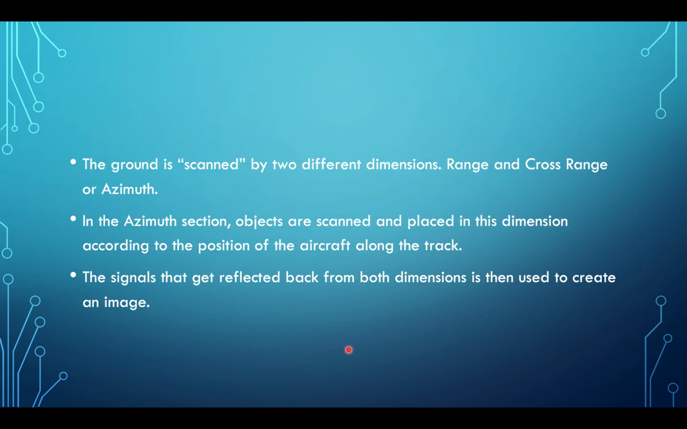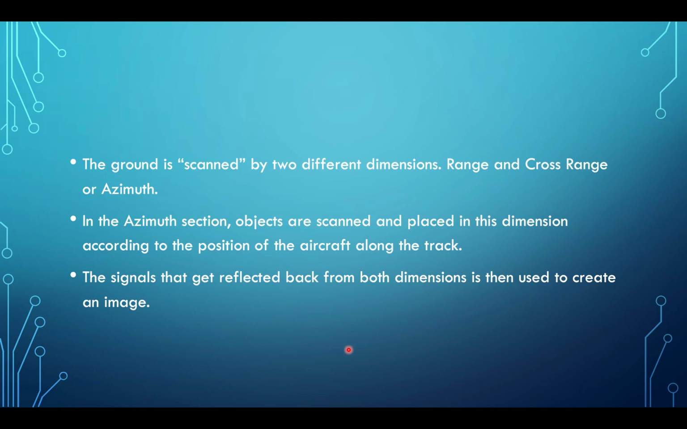So again, the ground is scanned in two different dimensions. It's called range and cross range, also known as the azimuth. In the azimuth section, objects are scanned and placed in this dimension according to the position of the aircraft along the track. So as the airplane moves, the radar scans the ground, and whatever energy gets reflected back, which it detects, is then mapped together with a computer, and an image is created. That's basically how the SAR works.